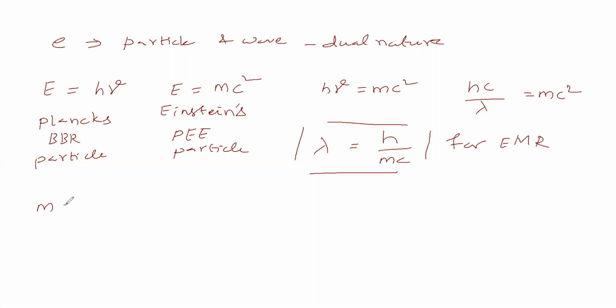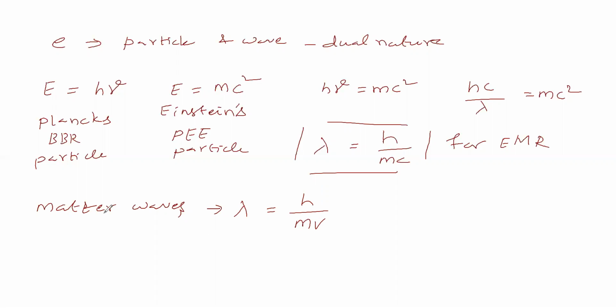Now let us take matter waves. Matter in the sense anything, whatever the thing, solid, liquid, gas, anything you take in the universe, that is called matter. Whether it is micro or macro, whatever you want to consider, that is matter. That matter we are considering in the form of wave nature. When it is moving, it is having wave nature. For that, the formula we utilize is lambda is equal to h by mv.